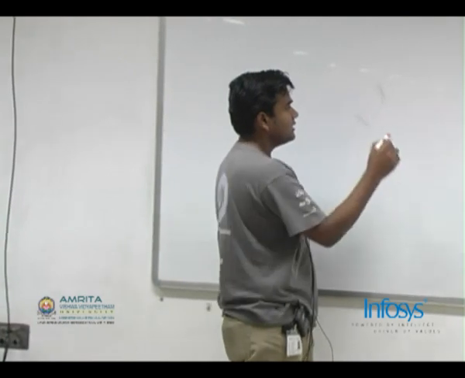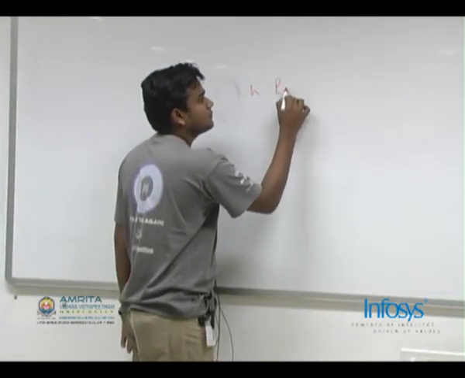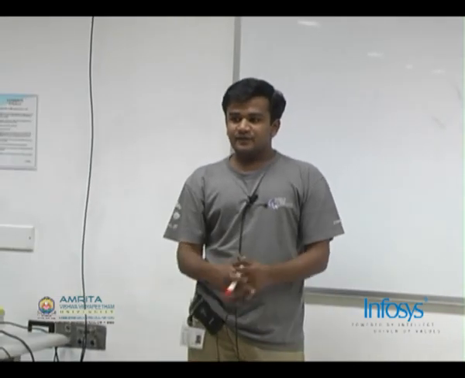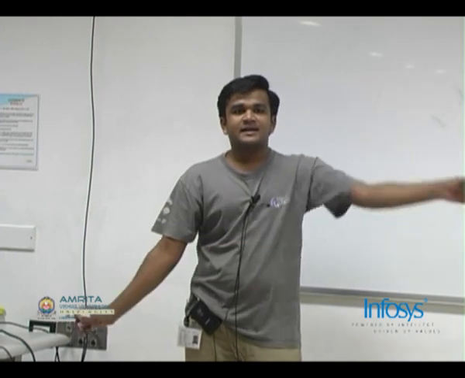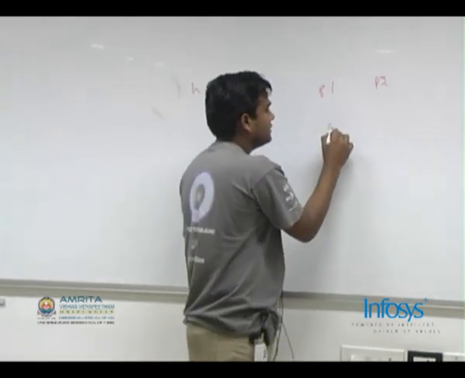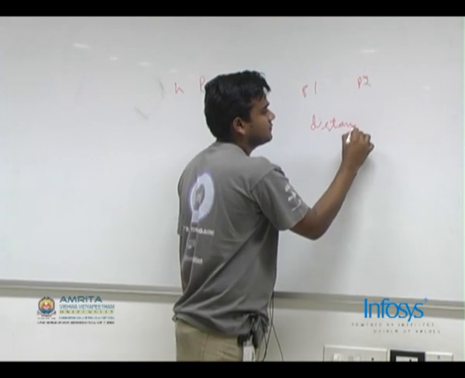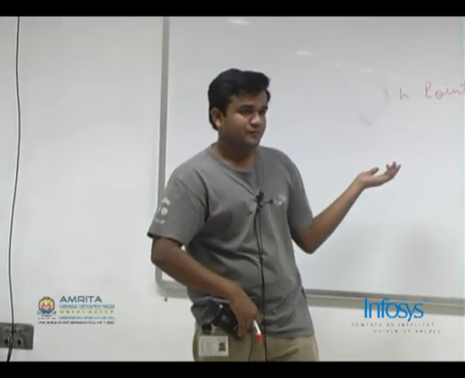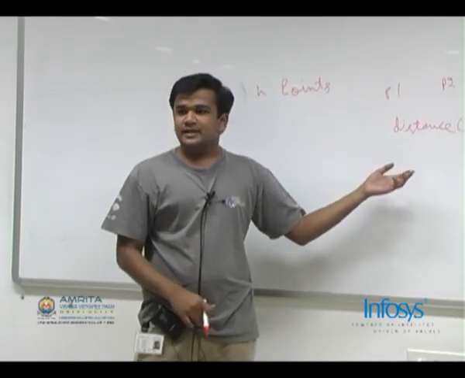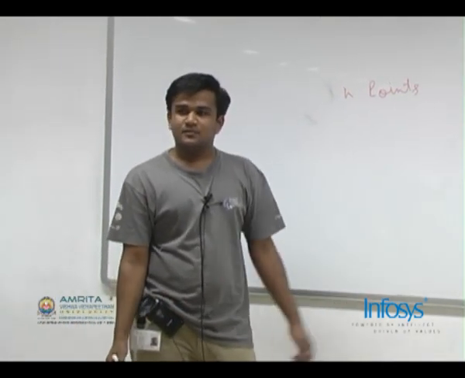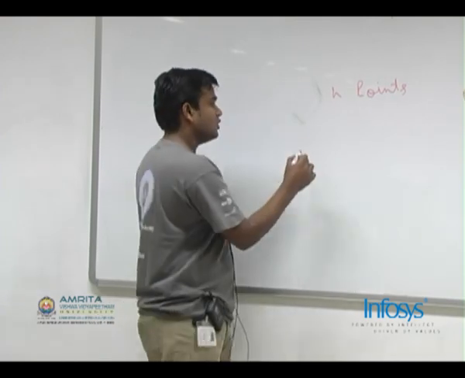The problem is, given n points in 2D plane, we want to find out the 2 points which are farthest apart. So we want to find point P1 and point P2 such that distance of P1 P2 is maximized. So the basic way is to take all possible pairs and choose the maximum. The complexity of that is order of n square.